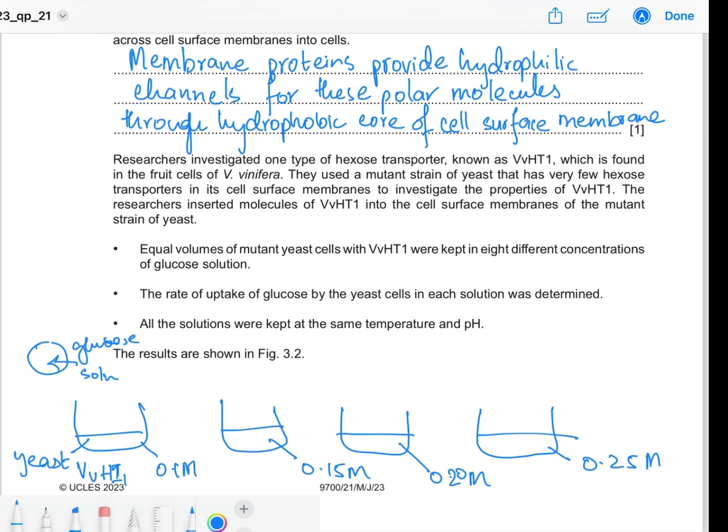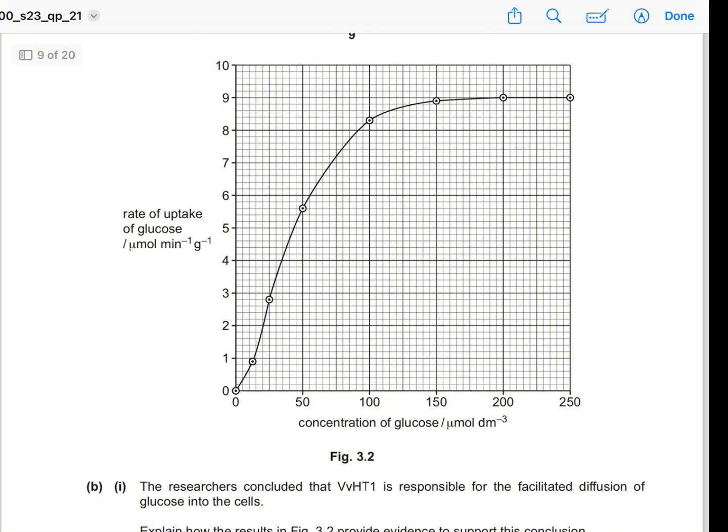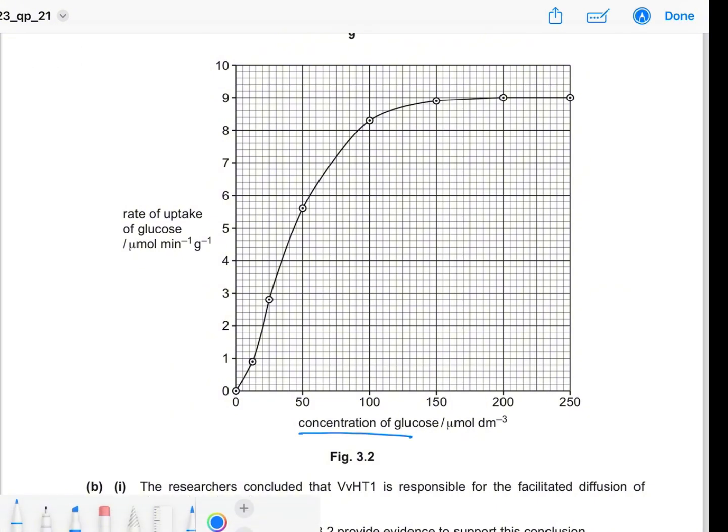The rate of uptake of glucose by the yeast cells in each solution was determined. All the solutions were kept at the same temperature and pH. So these are controlled variables. The results are shown in figure 3.2. Here you can see as the concentration of glucose increases in micromole per dm cube, the rate of uptake of glucose increases up until around 150 micromole per dm cube of glucose, and after that it will start to plateau.